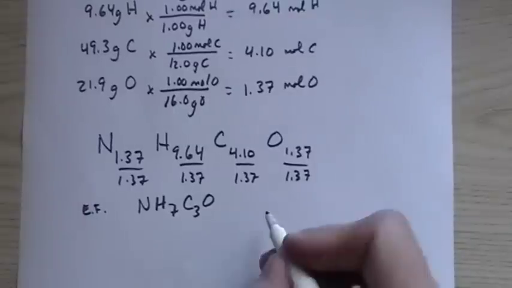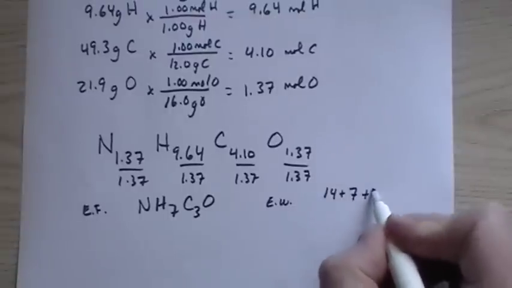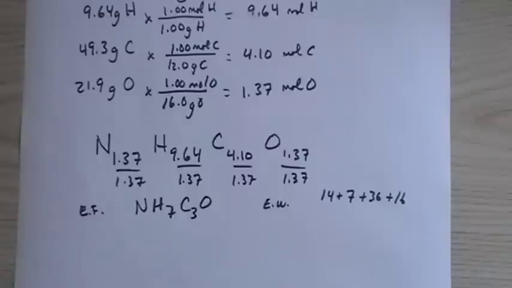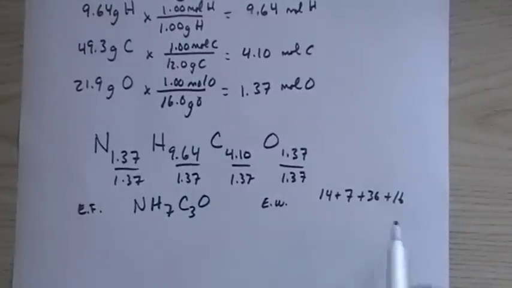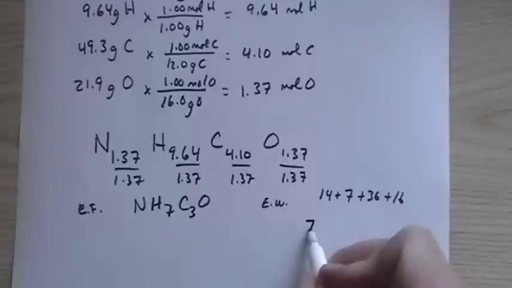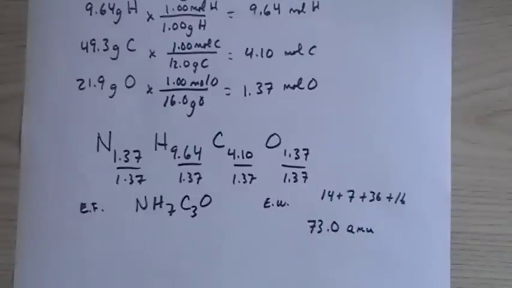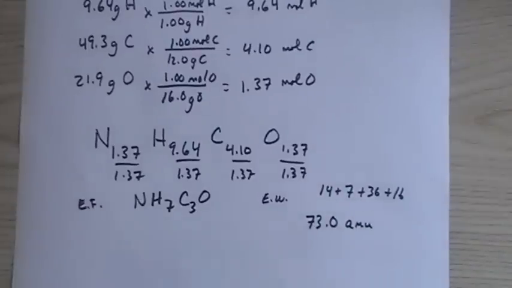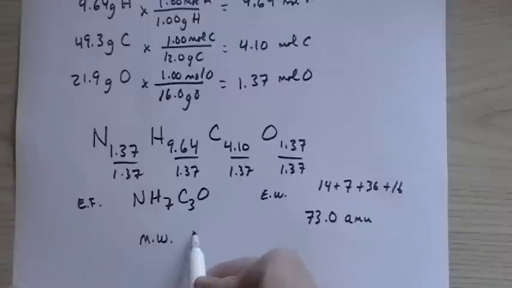So the empirical weight is going to be 14 plus, I'm just going to do it really briefly, 36 and 16. And I'll add the significant figures in there. 14 for the nitrogen, 7 for the hydrogen, 36 for the carbon, 16 for the oxygen. And you want to have the right significant figures when we're done. This is 73.0. And if we're doing it for one molecule, then it's 73 AMU. Now the molecular weight is 146.19 AMU.